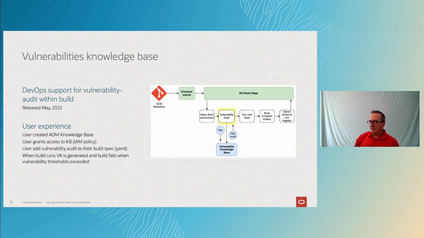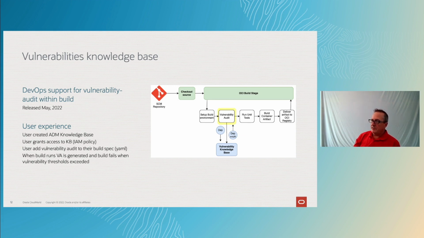In this particular example, I'm going to check out the code, then I'm going to set up my build environment to do the build. But now, before actually building, what I'm going to do is introduce this new step called a vulnerability audit. And that's going to calculate my dependencies, ship them over to the ADM service in the knowledge base I've created and granted access to, and then it's going to ship me back the vulnerabilities that those dependencies are exposed to.